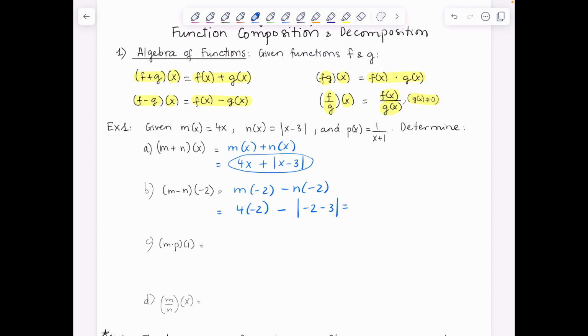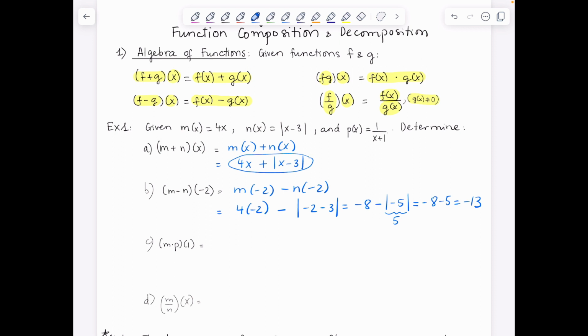Simplify further. 4 times negative 2 is negative 8. And within the parentheses, we should get negative 5. Within the absolute value, we get negative 5, and absolute value of negative 5 should give you 5. So we're looking at negative 8 minus 5, which gives us negative 13.